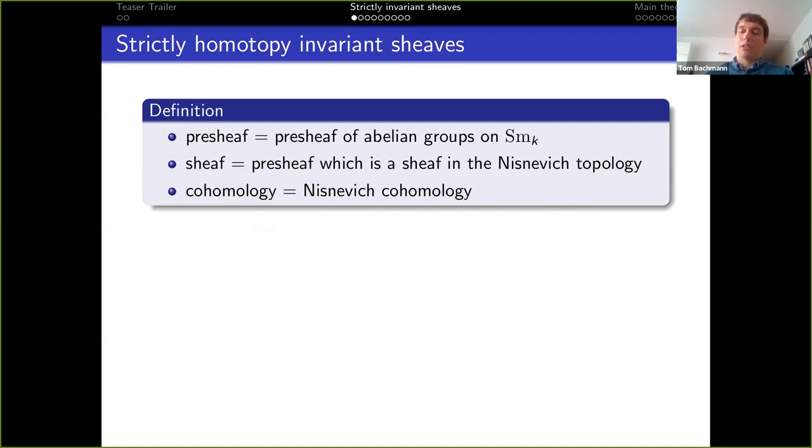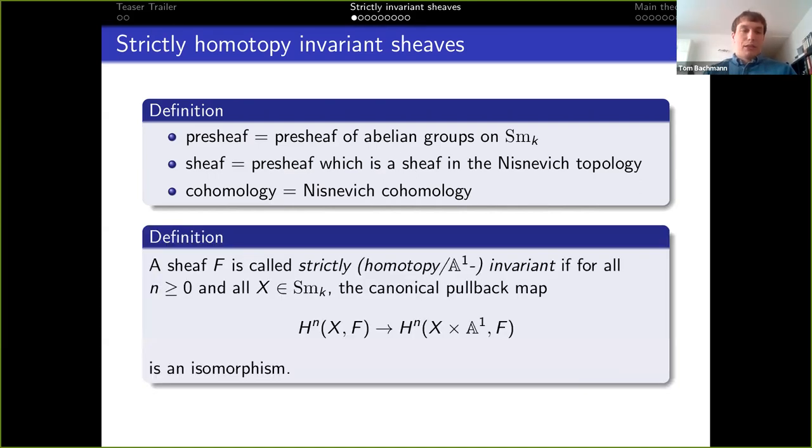It's coarser than the étale topology. It has lots of useful properties, but it's not really going to matter. And whenever I say cohomology, I always mean cohomology with respect to this topology. And now here's sort of the main definition: the so-called strictly homotopy invariant sheaf.